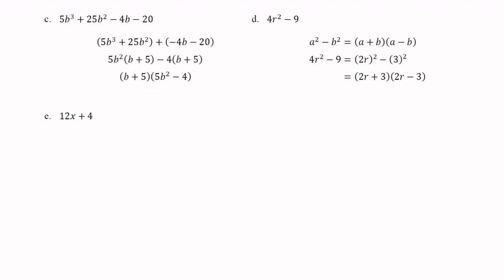12x plus 4 is a binomial, but they are not perfect squares. But we do have a common factor that we can pull out, which is 4. So we have 4 times 3x plus 1.